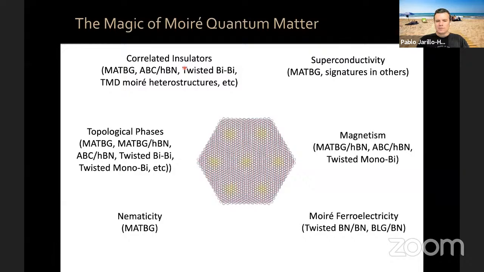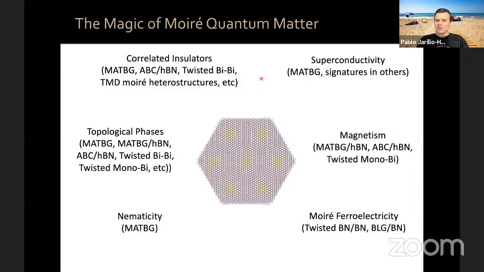Using these Moiré quantum matter platforms, a number of correlated and topological behaviors have been observed. In fact, many of the phases of condensed matter physics have already been observed, usually with very simple ingredients. We've seen correlated insulators, superconductivity, various topological phases, magnetism, nematicity, Moiré ferroelectricity, and many other things. I forgot to include strange metal here. Now, arguably, the phase that has attracted the most attention has been superconductivity.